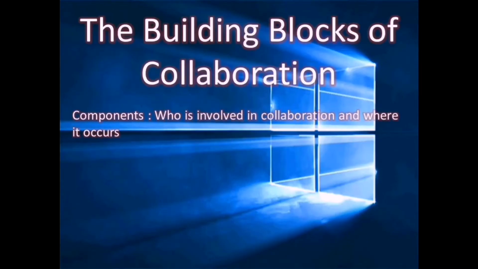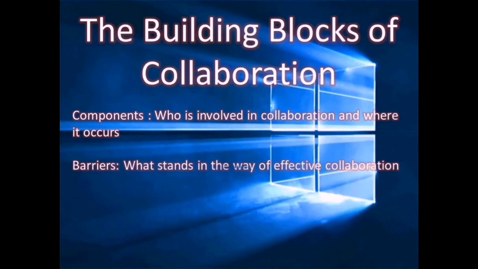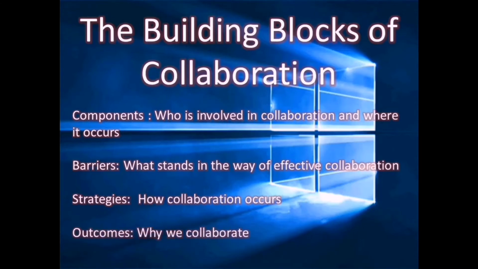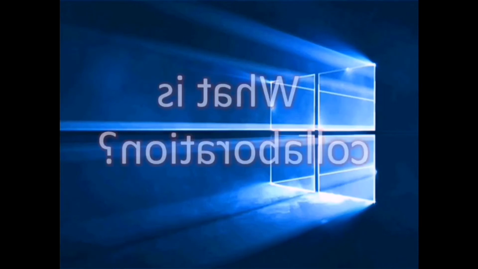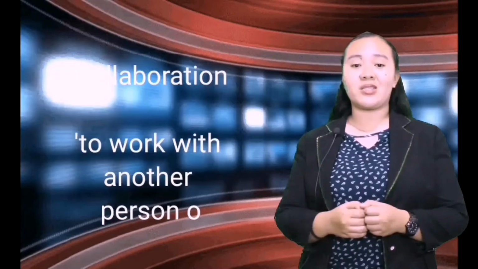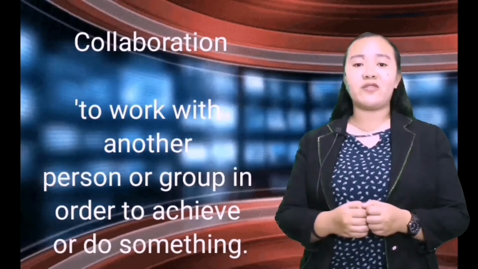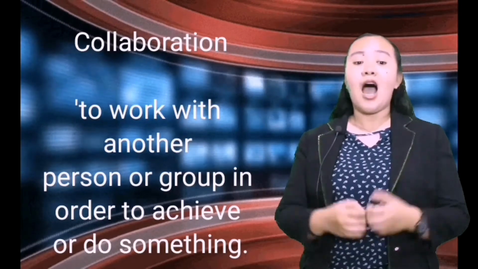Components: who is involved in collaboration and where it occurs. Barriers: what stands in the way of effective collaboration. Strategies: how collaboration occurs. Outcomes: why we collaborate. Collaboration means to work with another person or group in order to achieve or do something. So yes, business is all about collaboration.